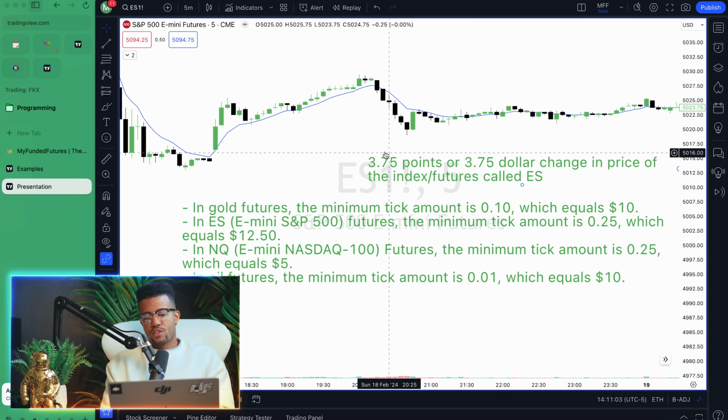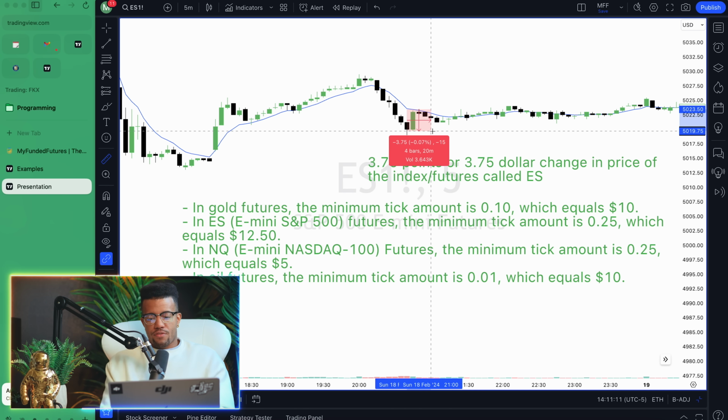Okay, there's a few ways that we could do this. We could do 3.75 divided by 0.25 times $12.50. Another way to do this is to just look at the measurement again. We can see here on the right side, it says -15. So it's 3.75, -15, that's the points. So 16 points would be $4 and 15 points is $3.75.